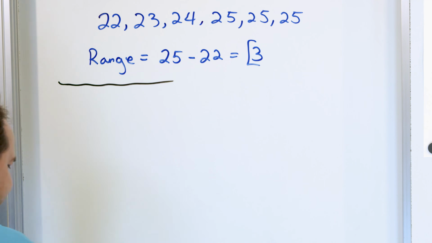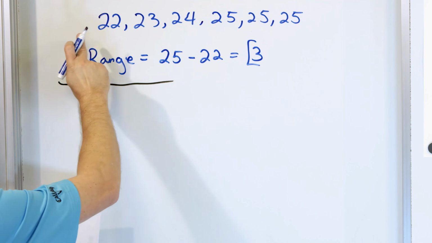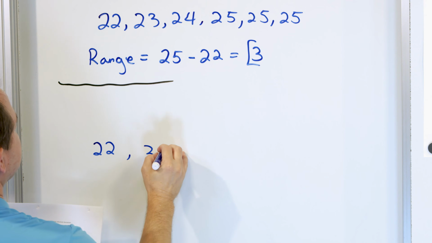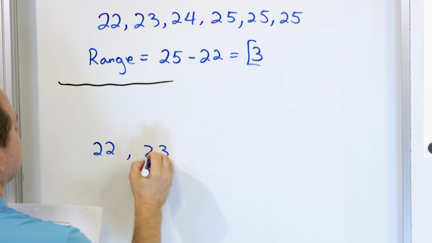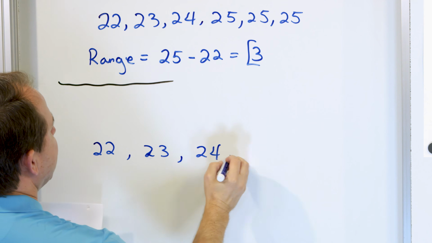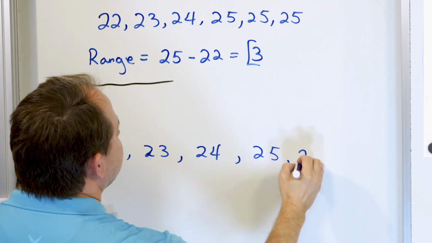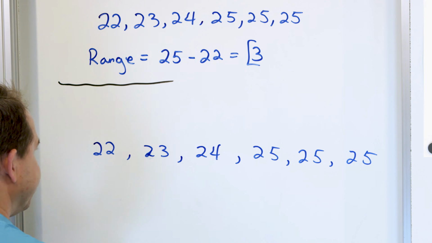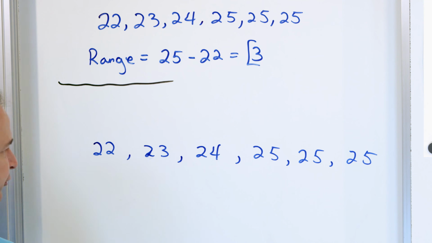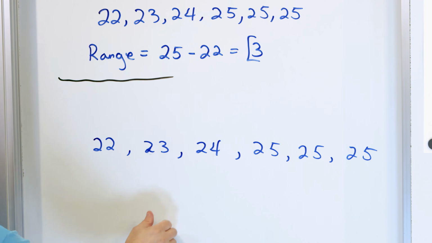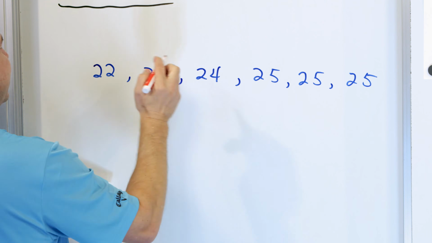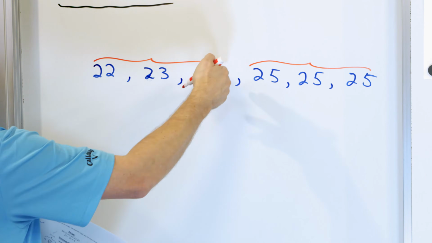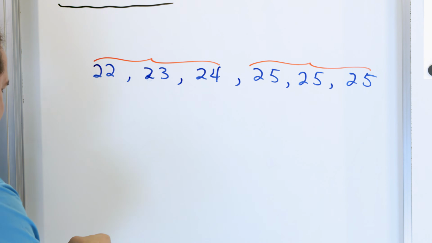All right, first thing we need to do to calculate the interquartile range is rewrite the data from least to greatest. So we have 22 followed by 23, then 24, then 25, 25, and finally 25. First thing we do is find the median, or the center value of the data set. We have 6 data values here. If we group 3 and 3, there is no central point in the data set. There is no central number.